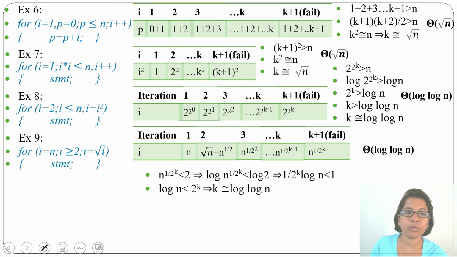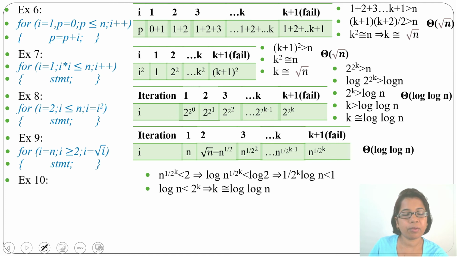I discussed almost every type of for loop. Let's discuss multiple for loops. Up to example 9, it was a single for loop. Next, I will discuss multiple for loops. It may be a nested loop. It may not be nested. It may be dependent. It may be an independent loop. So let's discuss example 10.